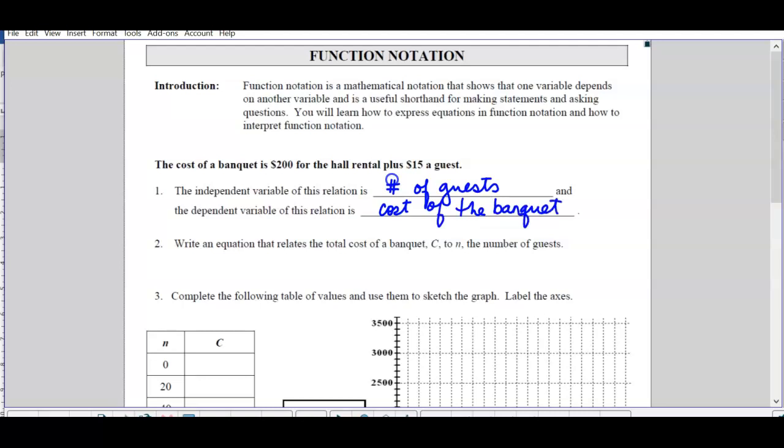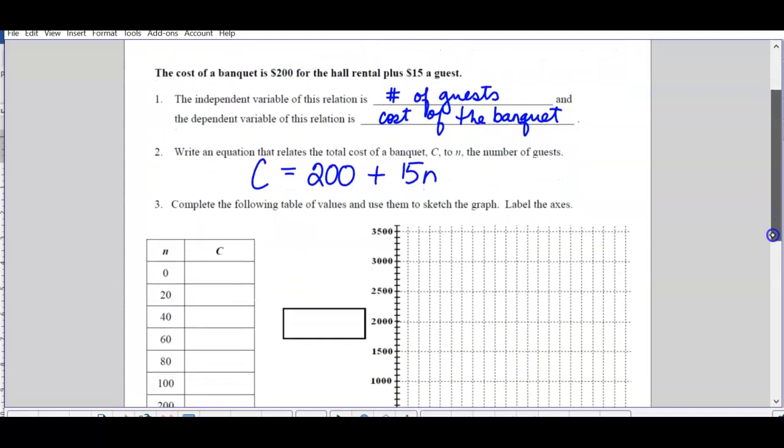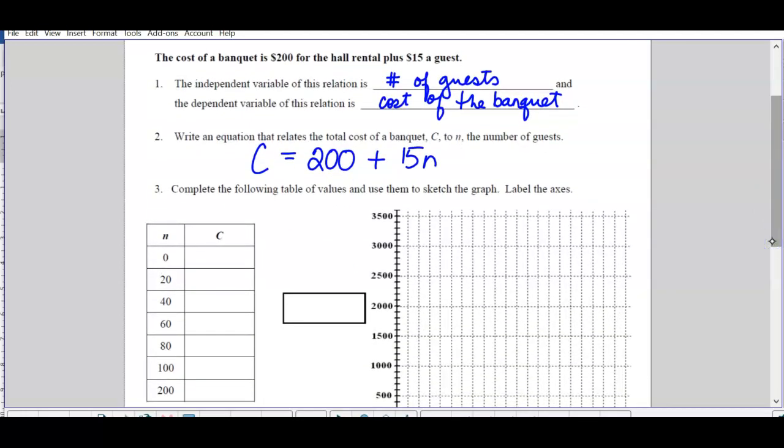Write an equation that relates the total cost of the banquet C to n, the number of guests. So C equals, how do we get the total cost? It's $200 no matter how many guests arrive or pay for tickets. So $200 plus $15 times the number of guests. Okay, so that is an equation that relates those two values.